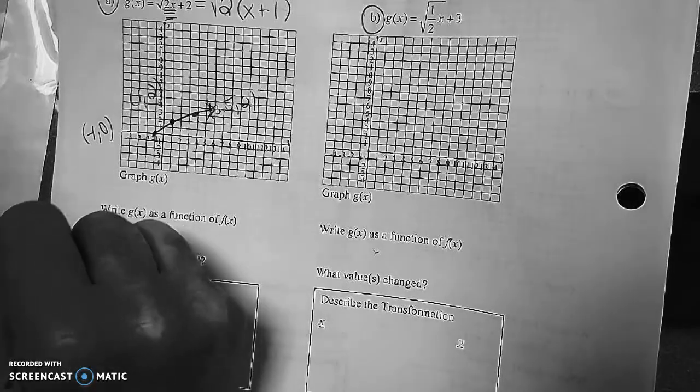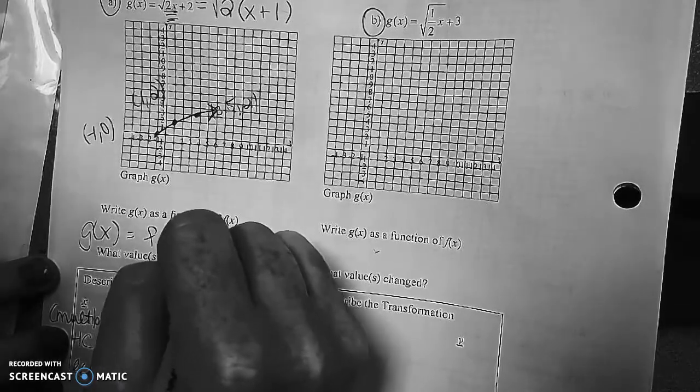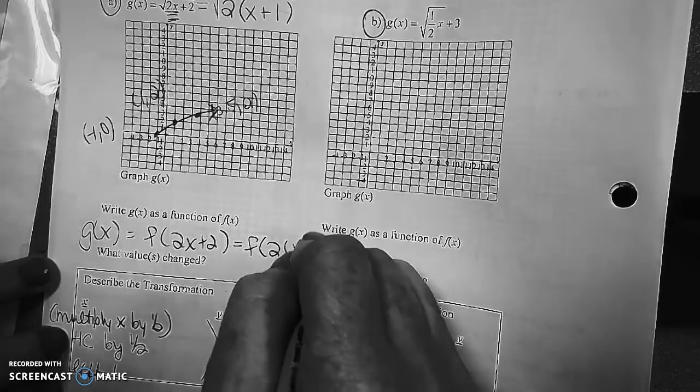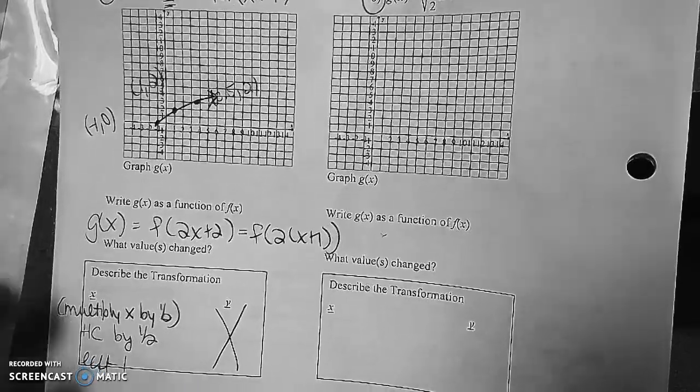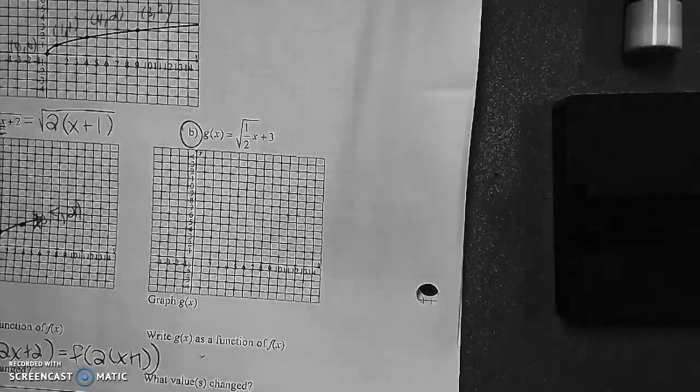If I want to write g of x as a function of f of x, both the 2x and the plus 2 are inside the function, or if I wanted to, I could certainly write that as it being factored. Either way would be a correct answer. Okay, let's look at B part here.